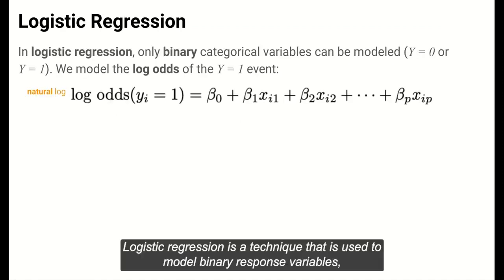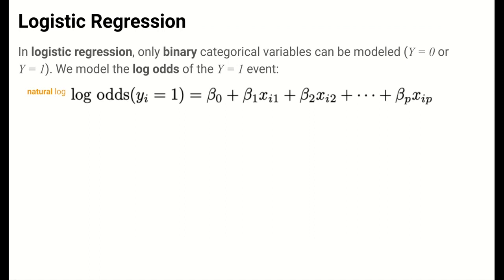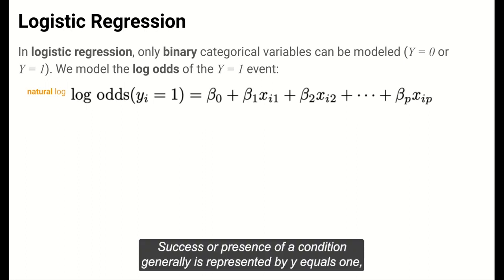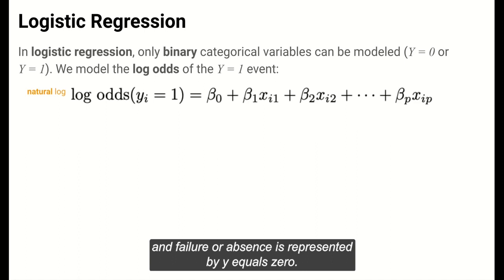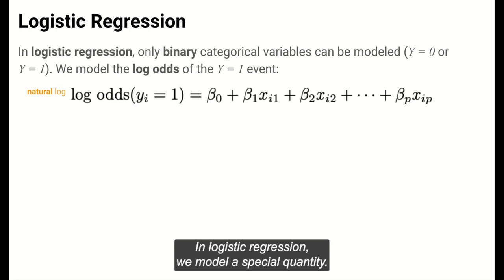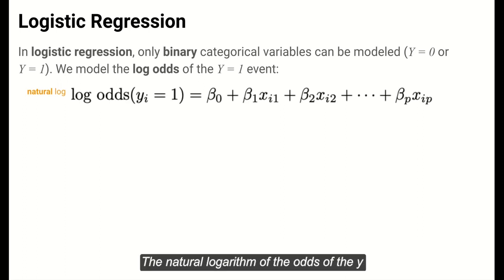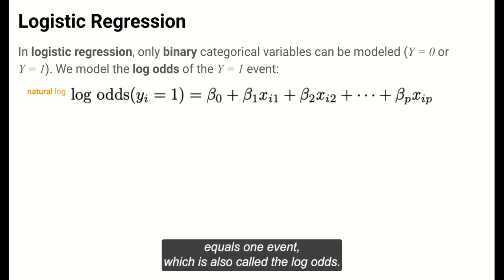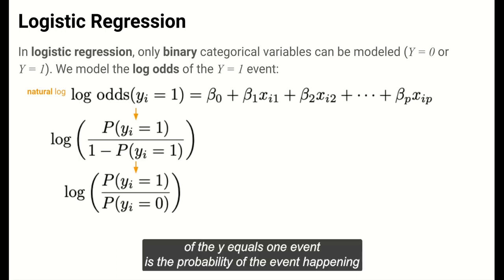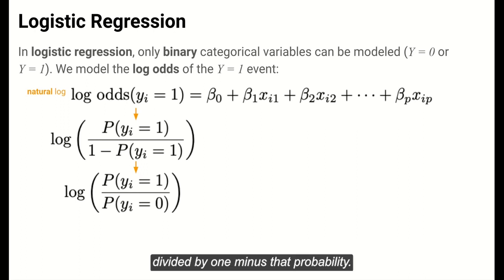Logistic regression is a technique that is used to model binary response variables, for example, success or failure, or presence or absence of a condition. Success or presence of a condition generally is represented by y equals 1, and failure or absence is represented by y equals 0. In logistic regression, we model a special quantity, the natural logarithm of the odds of the y equals 1 event, which is also called the log odds. The odds of the y equals 1 event is the probability of the event happening divided by 1 minus that probability.